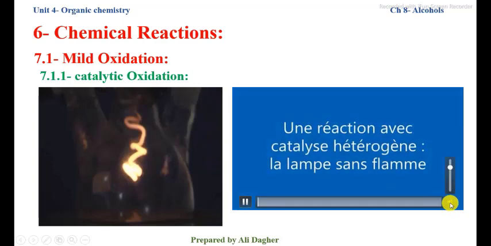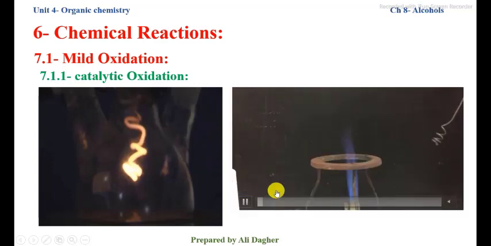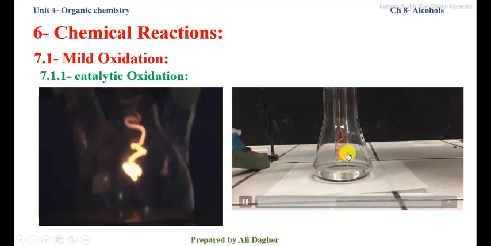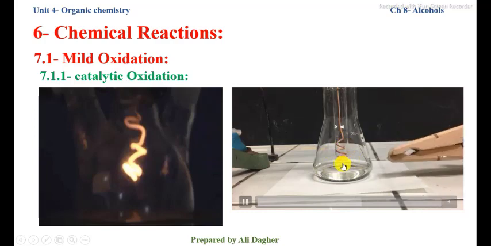This video also showed the same experiment. First, we heat the copper wire. When it becomes red, we put the copper wire in another flask containing alcohol. The vapor of alcohol undergoes oxidation. The heat released during this reaction, which is exothermic, makes the copper wire red.